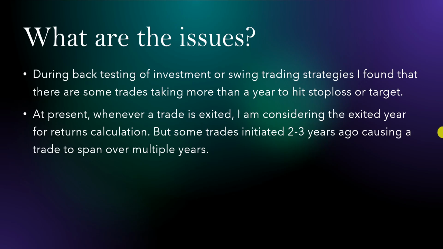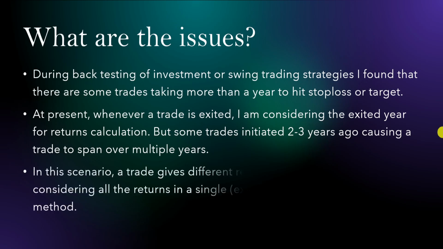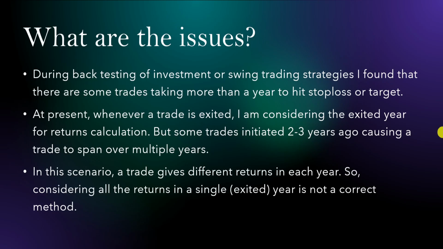Ideally, the trade has spanned over multiple years. In reality, I have to calculate the trade returns individually for each year and consider those returns in each year differently, instead of considering the single year wherever the trade is exited. So the method I'm using currently is not a correct method. That will create some differences here and there. It won't be an accurate returns value, CAGR, or it may be the drawdown value as well.